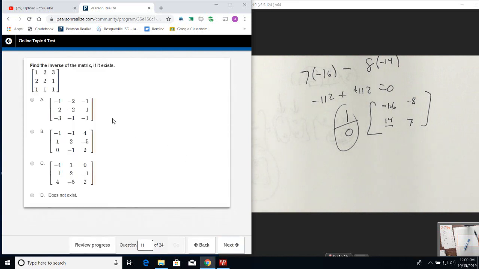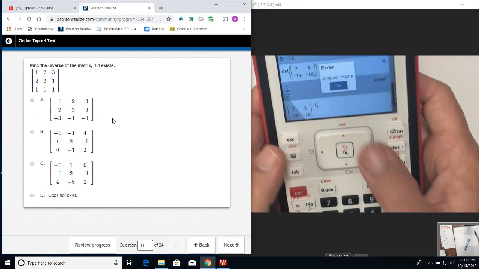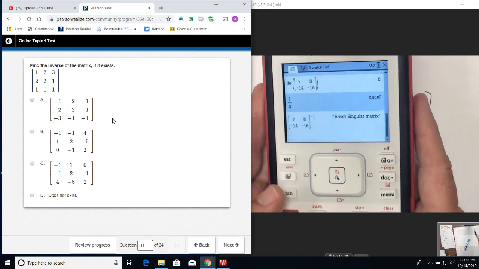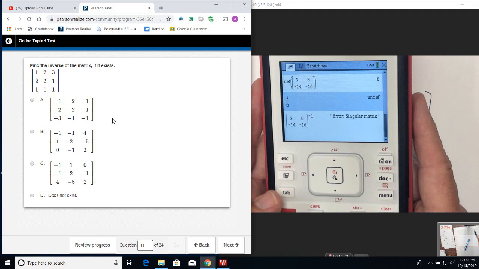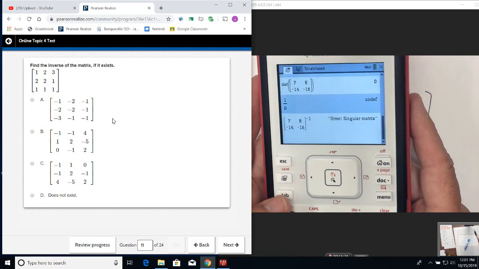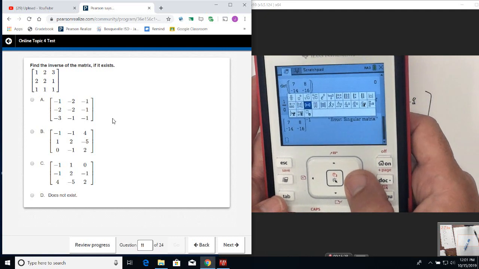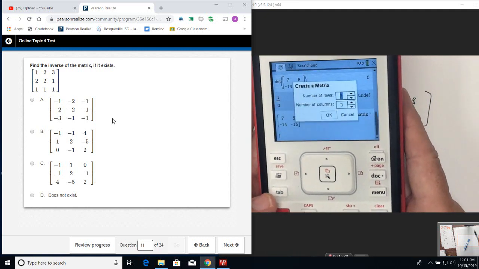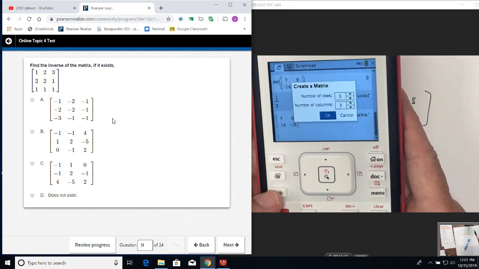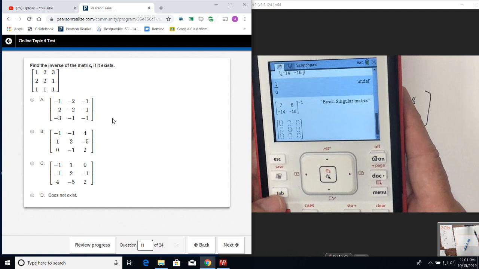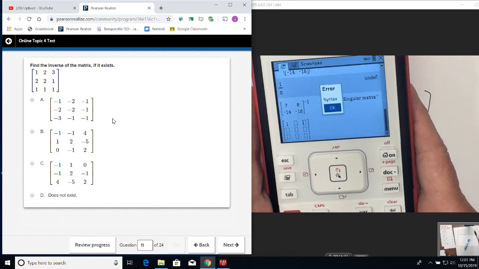Find the inverse of this matrix if it exists. Once again, to find the inverse of the matrix, I could find the determinant and do it with pencil and paper, but I told you don't worry about a 3x3. You can always do it in a calculator. It saves you time and it's a lot easier. So just enter your 3x3. Tab, tab, okay. And then enter each element. 1. Oops.